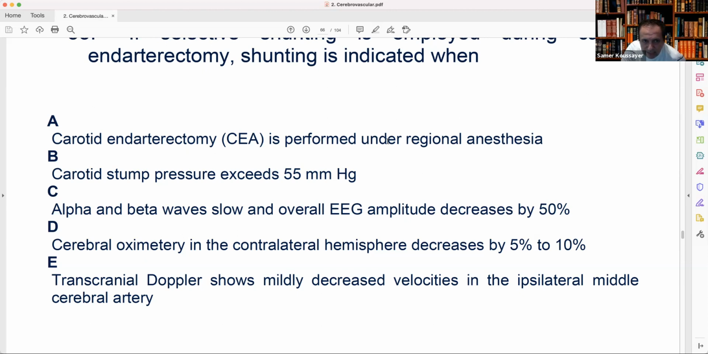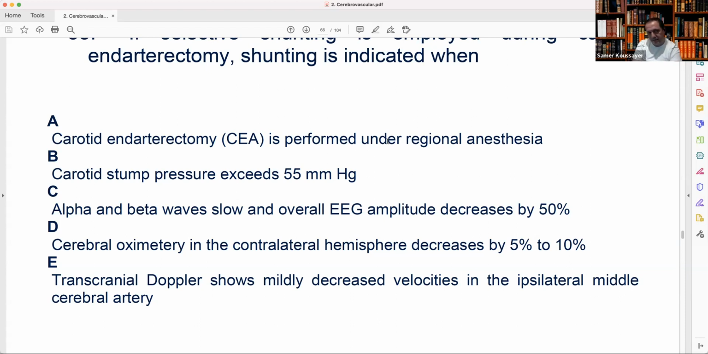I usually follow selective shunting, but I'm very liberal with the shunting. Anytime I have any doubt, go with the shunt. It's better to be safe than sorry, you know. But again, even if you shunt, people still get stroke for many reasons. First, the shunt itself can cause trouble. You can cause an emboli, you can cause a dissection.